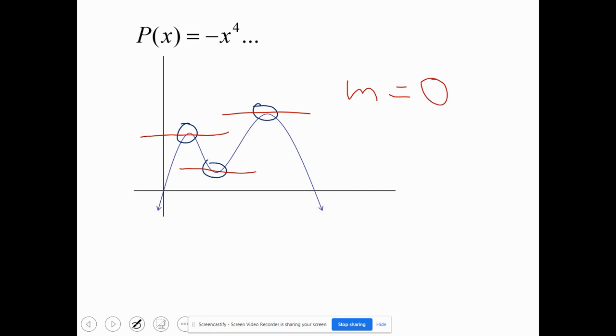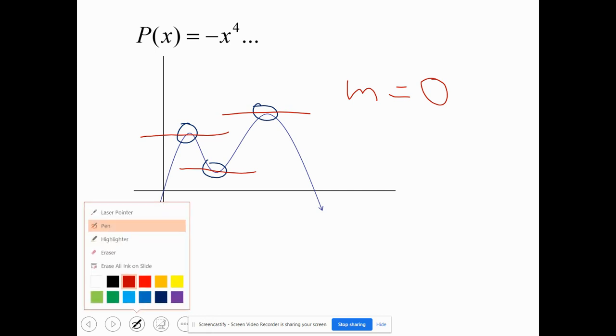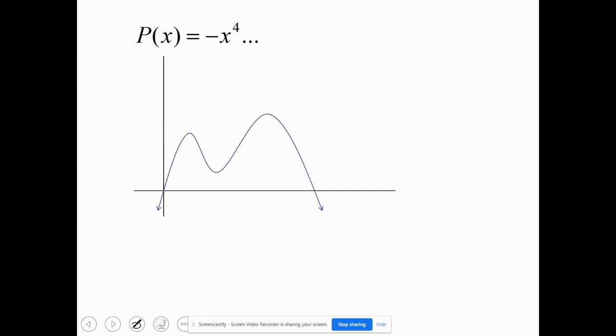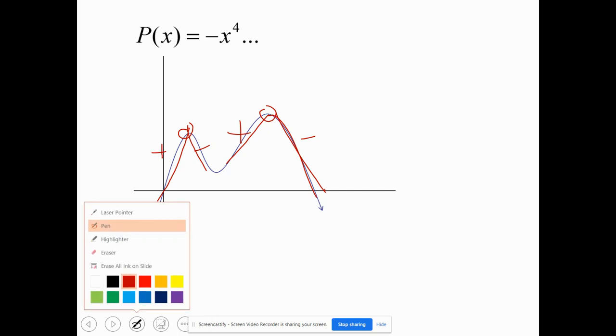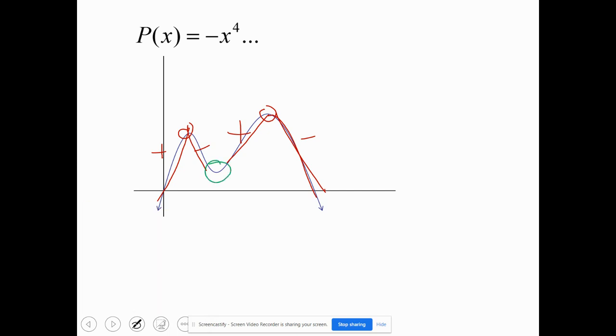What else has to be true? Let me get rid of this. When you have a maximum point, the slopes will go from positive values to negative values. They'll go from uphill to downhill, positive to negative. For minimum values, your slope should be going from negative to positive.